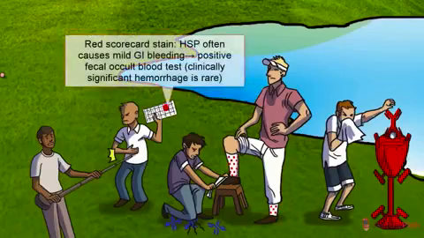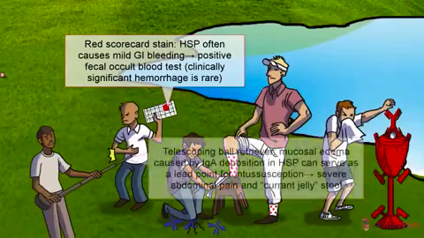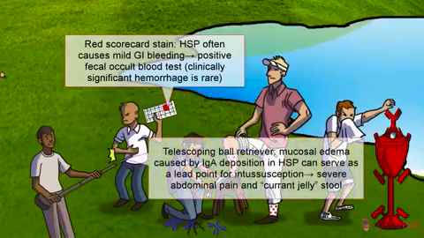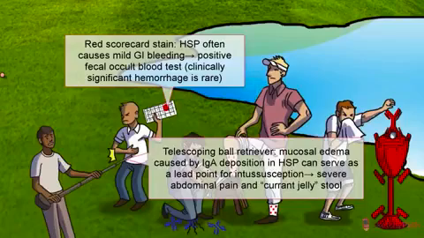Also, you see that fancy high-tech telescoping golf club? An area of edema and hemorrhage can act as a lead point for intussusception, presenting as extreme abdominal pain as the intestine folds in on itself like a telescope. All right, so far we've got rash, arthralgias, and abdominal pain.